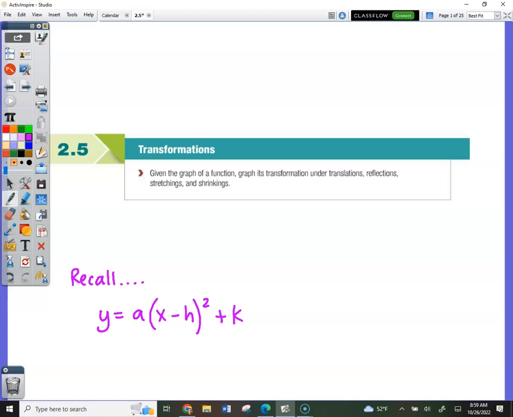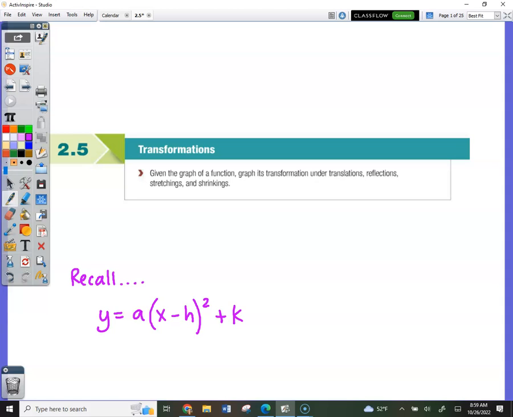Okay, if so, great. If not, no worries. But that's what we're doing. But we're not sticking to just quadratics. We're going to also apply it to other types of functions. Come back to here, though, for all of them, because they're all the same. A in the front controls the same stuff. H inside controls the same thing. K controls the same thing.